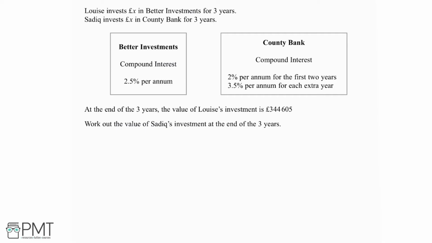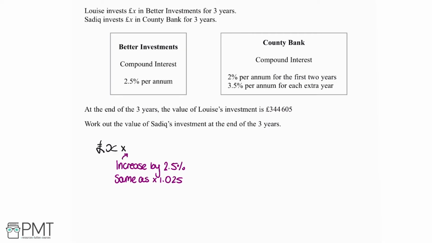3 years. Okay, so Louise invested with Better Investments. So these were her terms. She invested X pounds to start off with. So now the interest each year is 2.5%. So the amount of money, we want to go up by 2.5%. So increasing by 2.5% is the same as multiplying by 1.025.